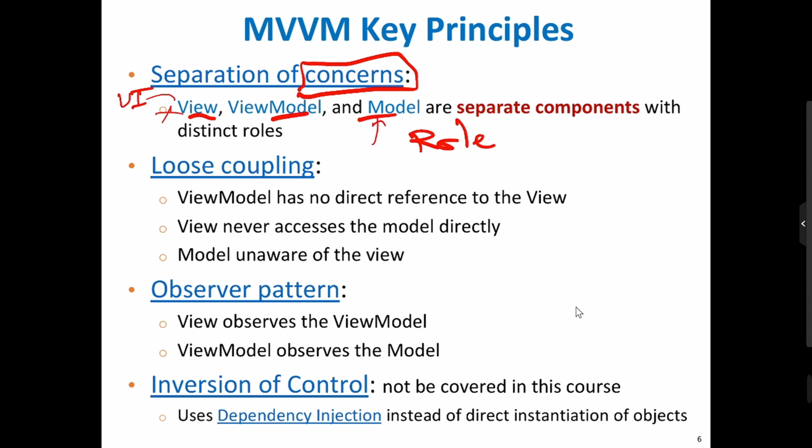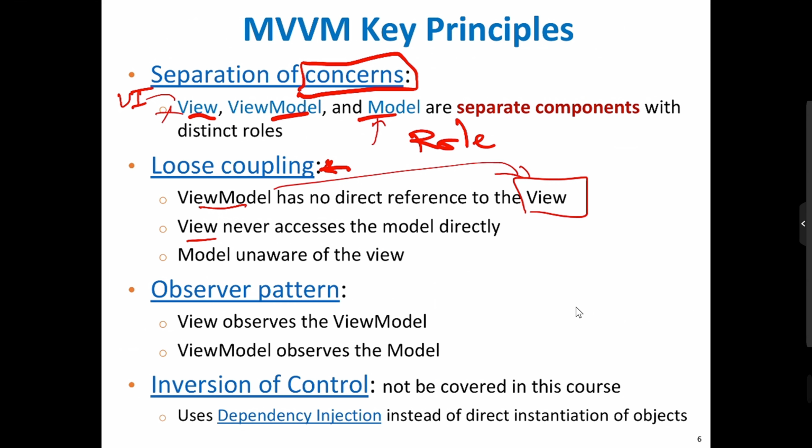The second principle is loose coupling. The opposite of loose coupling is tight coupling. We want our components not to have too many unnecessary relationships between them. We don't want them to be linked together. We want them to have only the absolute minimum links. For example, in our case, the view model should not have a reference to the view. The view model should never access the view directly. Of course, the view can access the view model, but not the other way around.